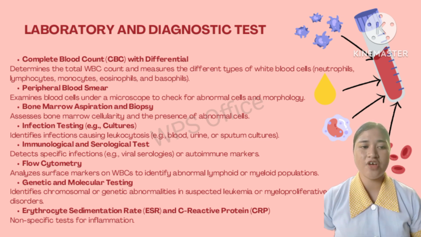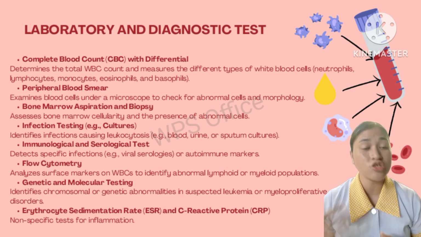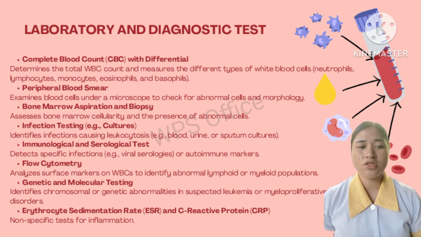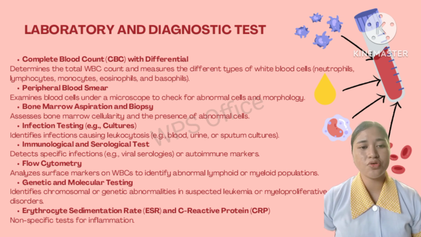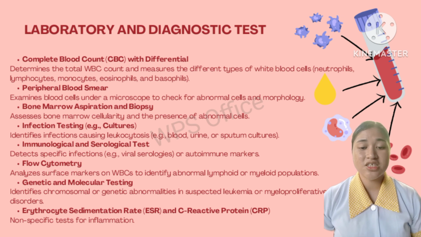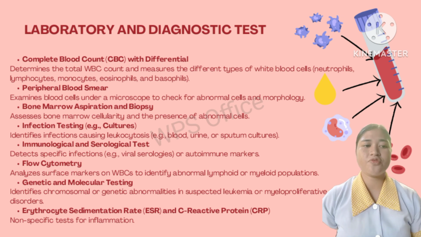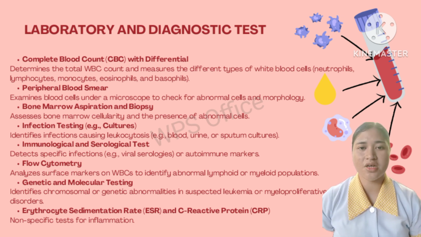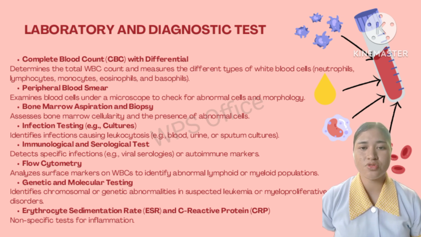And then the fourth one is the infection testing, for example cultures. Identifies infections causing leukocytosis, for example blood, urine, or sputum cultures. Positive cultures can pinpoint bacterial, viral, or fungal infections. So the fifth one is the immunological and serological tests. Detects specific infections, for example viral serologies, or autoimmune markers. So the findings of this is elevated levels of specific antibodies or markers may indicate conditions like HIV, Epstein-Barr virus, or autoimmune diseases.